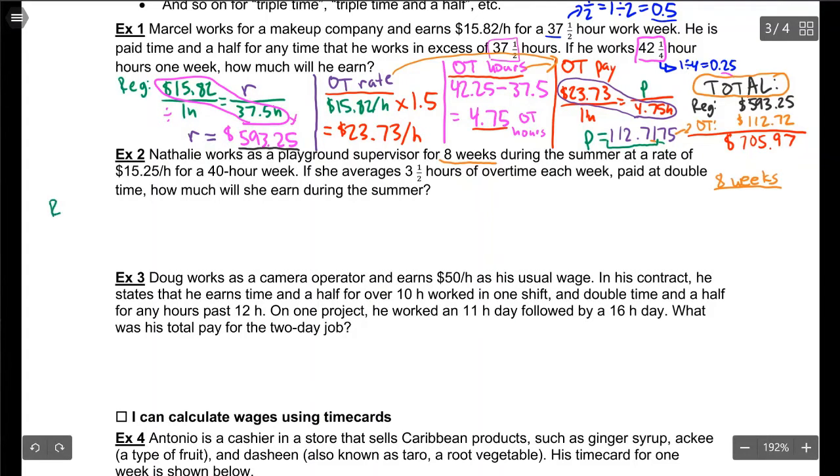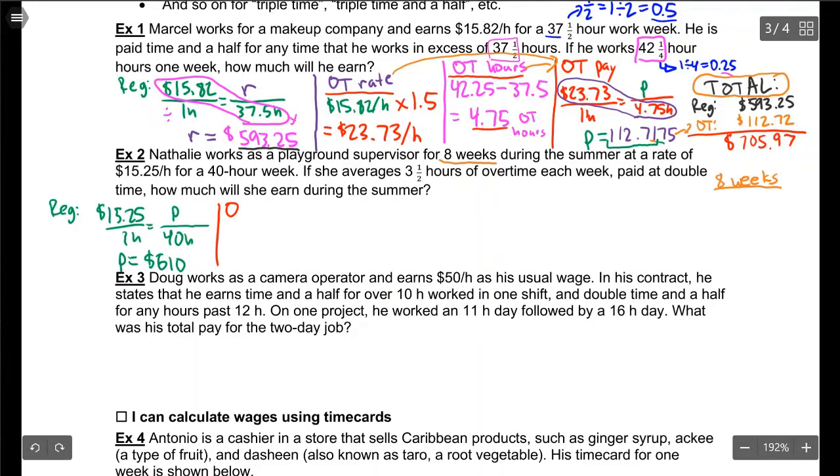So let's figure out her regular pay. Her regular pay, we're going to do the usual way. So it's $15.25 per 1 hour for 40 hours. Her pay goes up top. We cross multiply and divide, and every single week her regular weekly wage is an even $610. Beautiful. Good job, Natalie.